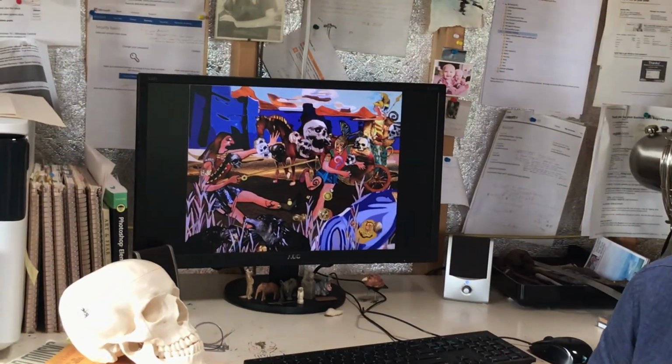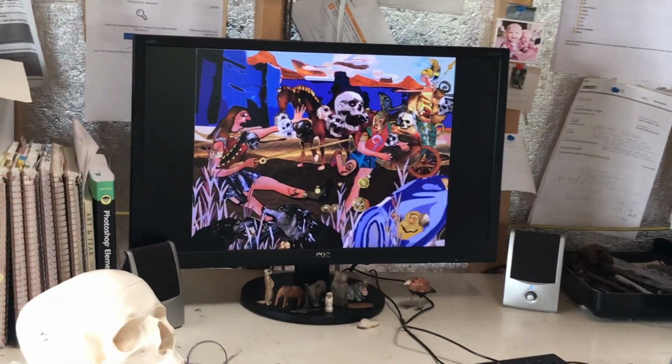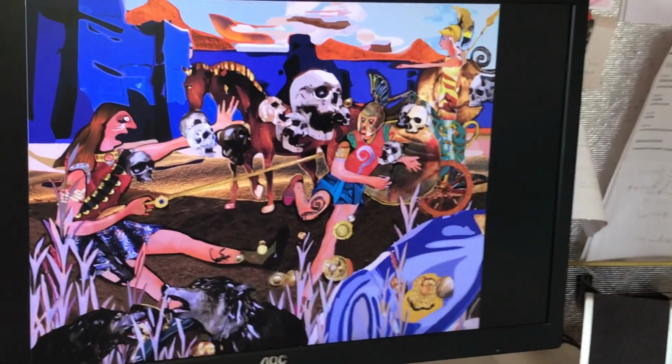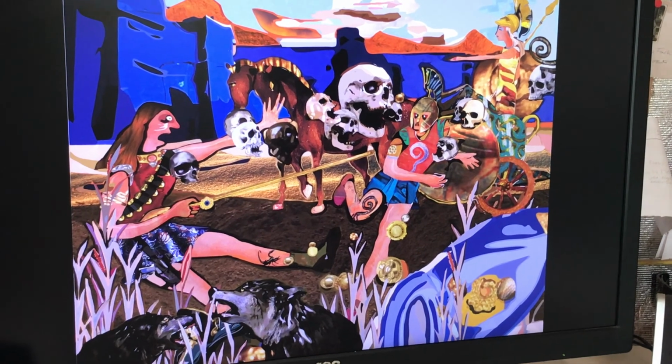So this illustration depicts the moment when Ares has encountered Diomedes. They have thrown their spears, and Diomedes strikes Ares with his spear.